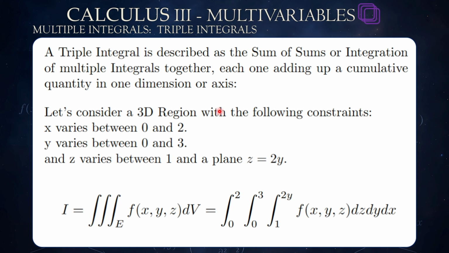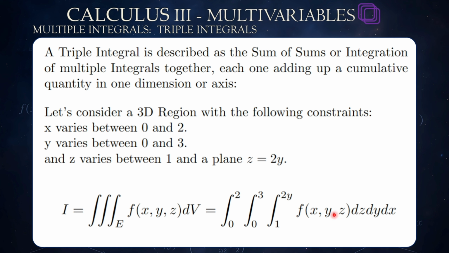Let's consider a 3D region with the following constraints: x varying between 0 and 2, and y varying between 0 and 3, which is almost a cube. And z varies between 1 and a plane z equal to 2y. So this cube is slashed on top by the z equal to 2y equation. So I is equal to the triple integral over region E of f(x,y,z) dV: integral from 0 to 2, then from 0 to 3, then from 1 to 2y, f(x,y,z) dz dy dx.